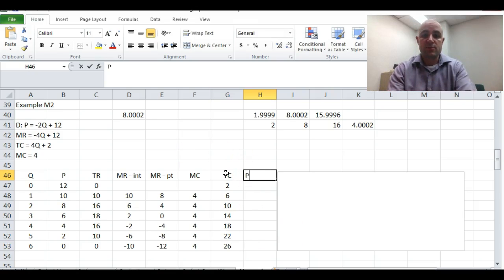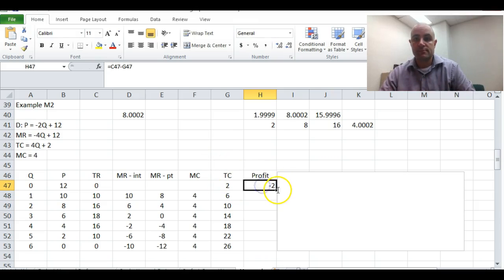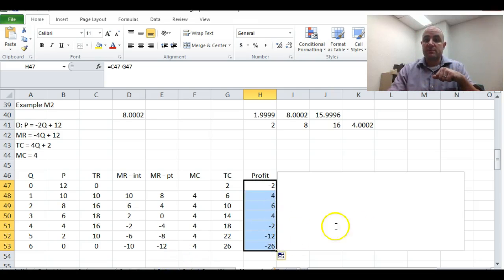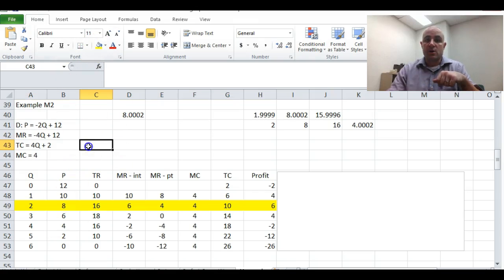Now finally, we want to look at the profit. Profit is total revenue minus total cost. And so our total revenue when we produce 0 units is 0, minus total cost, 2. And if we do this all the way down, here we have our profit levels. Now, as you can see here, our profit is maximized at 6, and that is where our quantity is 2, our price is 8, our total revenue is 16, and cost is 10.